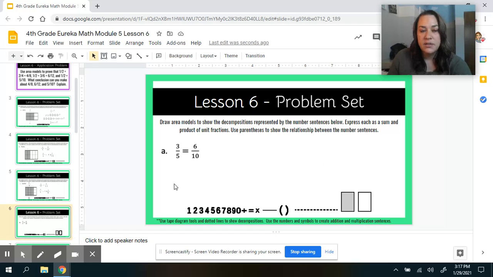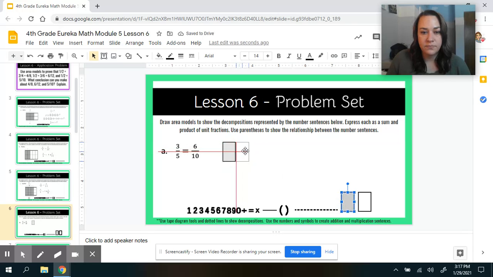Okay. So this is already giving us the equivalent fraction. So they want us to represent that in the tape diagram. Okay? So they're starting with 3/5. So we're going to need fifths. 5 of these guys, and 3 of them need to be shaded. So there's 3.